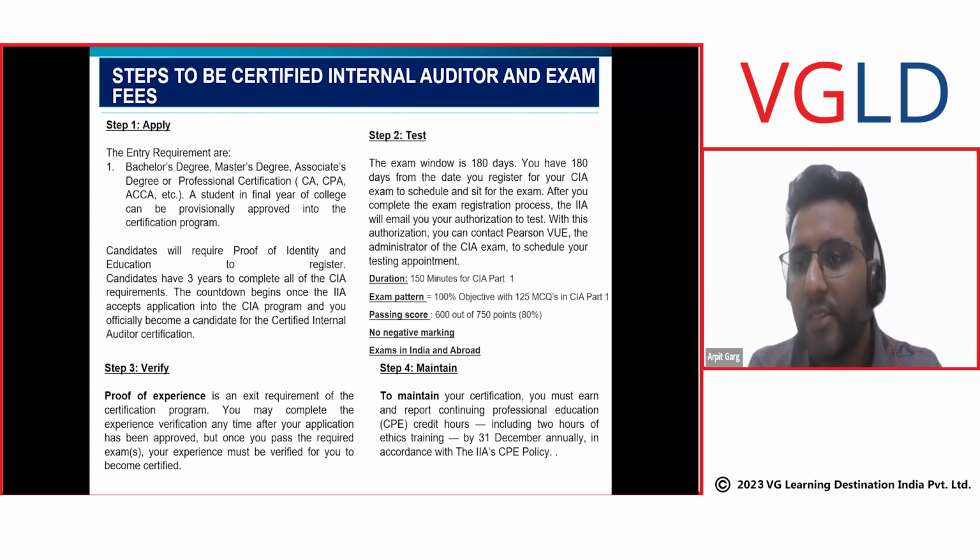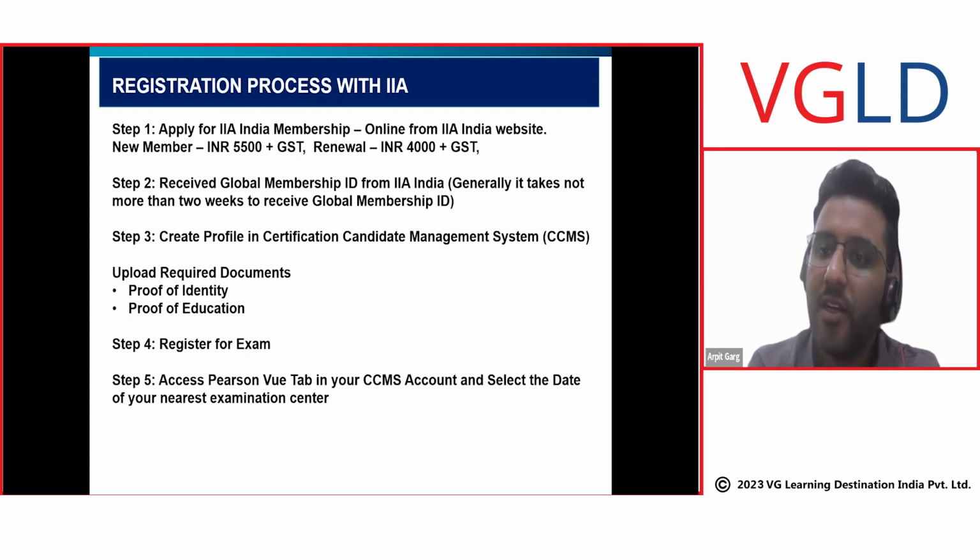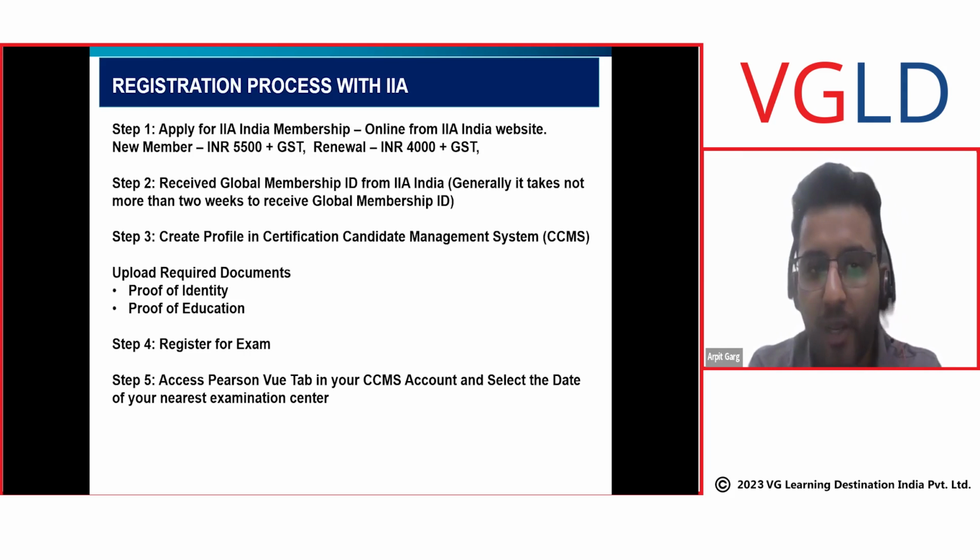Basically, step one is you should ideally become a member of IIA India, and let's quickly discuss it. The first step should be you should all become an IIA India member, and for that there is a cost which is basically 4,000 as a cost for membership plus GST, and then there is 1,500 as a first time new member cost for registration. So total 5,500 plus GST is what you need to pay.